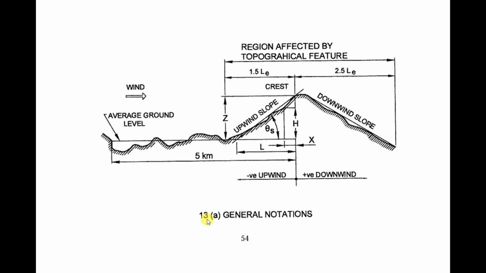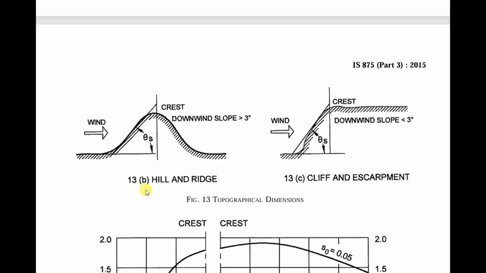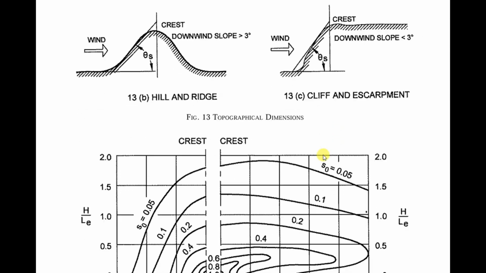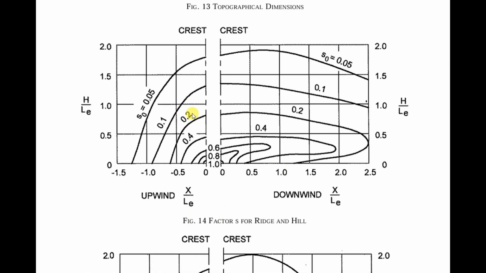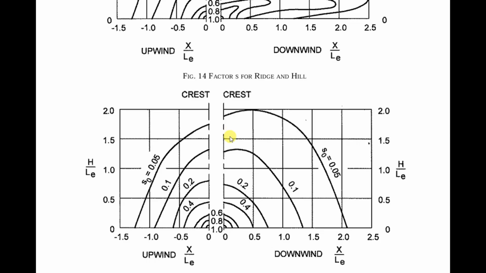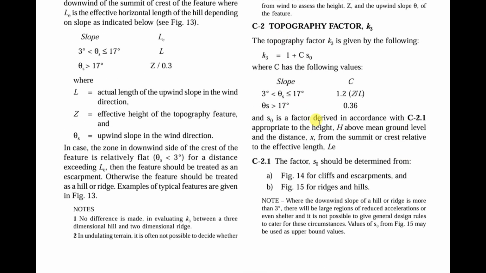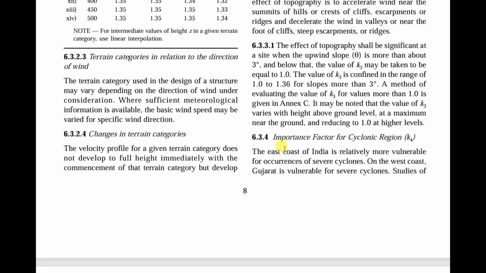We have figure 13A, that is for general notations. Here the upwind slope, downwind slope is given as theta, and the distance from the crest. 13B is for hill and ridge, 13C is for cliff and escarpment. And here figure 14 and this one is figure 15. So from these figures we have to find out the S0 values, and finally we have to find out the K3 factor. The last wind influencing factor is the importance factor K4.